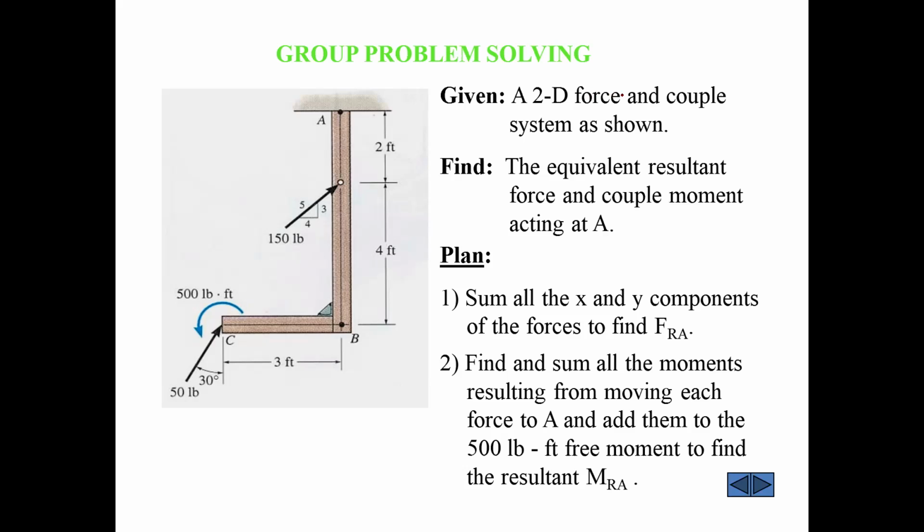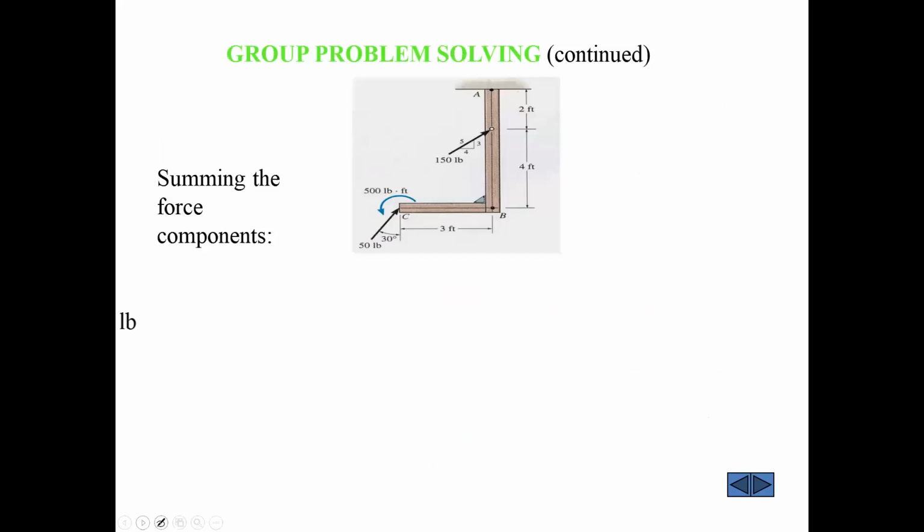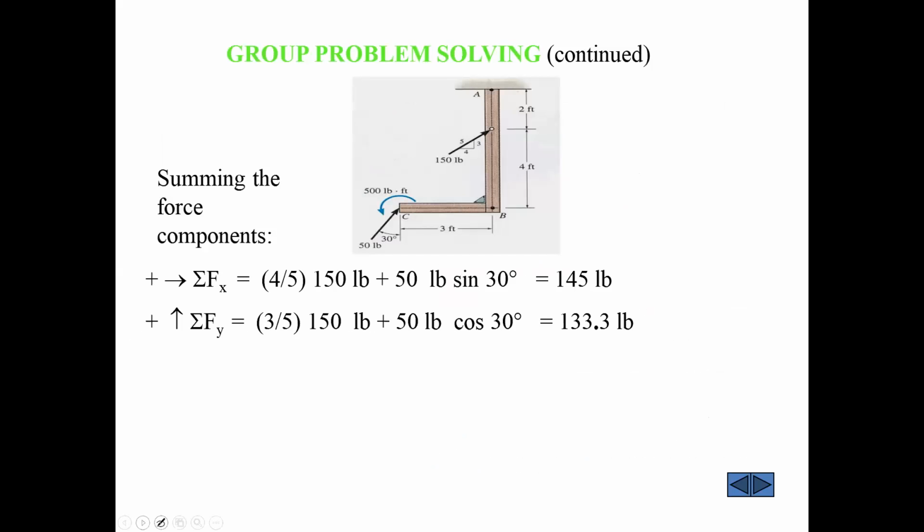So, 2D frame, couple system, equivalent resultant force. Now this has one difference: there's a moment acting at a point. It's pretty much similar, but the only difference is that there's a moment acting at a point. We're just going to go through it quickly. And I said I have a video of this class as a backup.